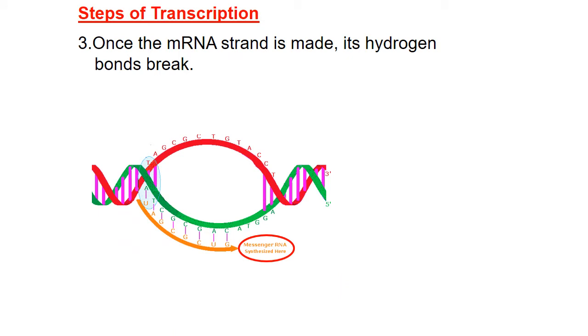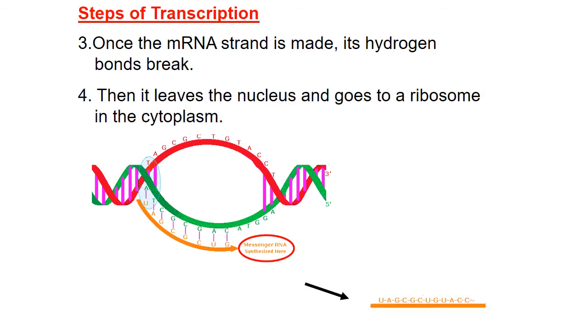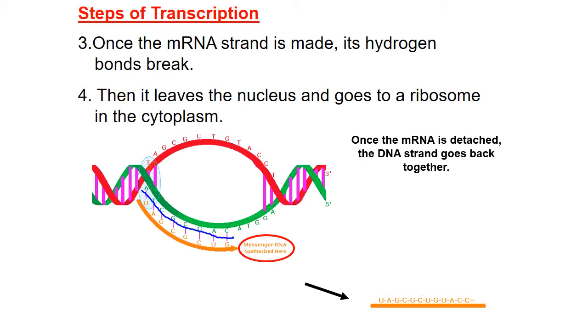Once the mRNA strand is complete, the hydrogen bonds that were holding it to the original DNA are going to break. So yes, an enzyme is going to be involved here, just like when we did replication. The DNA strand is going to go back together as soon as that is done. Once it disconnects, the free mRNA strand is going to leave the nucleus through the tiny little pores and go into the cytoplasm. From there, it will attach to a ribosome. So again, you're going to have hydrogen bonds breaking along here, and then your mRNA strand will leave the nucleus and go out into the cytoplasm.